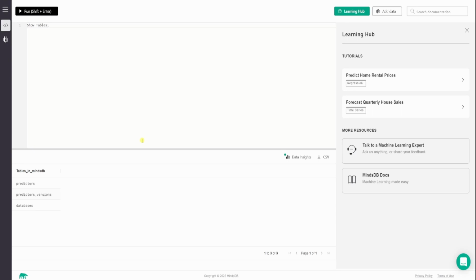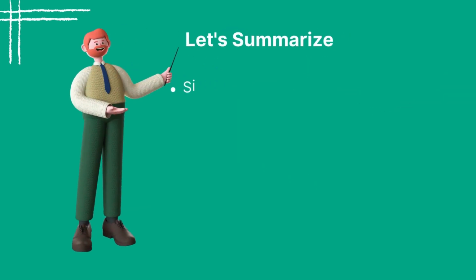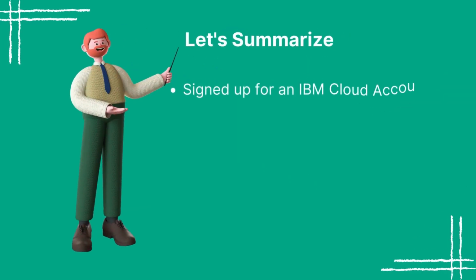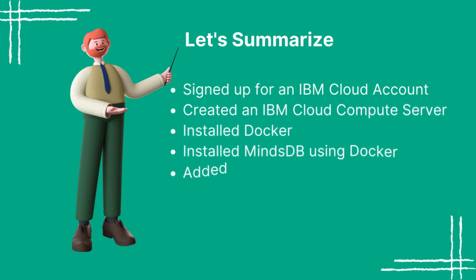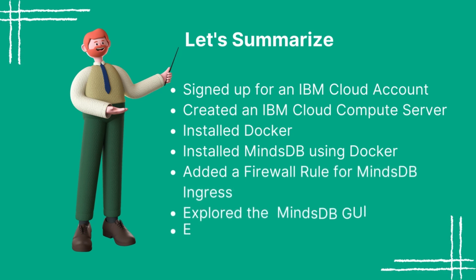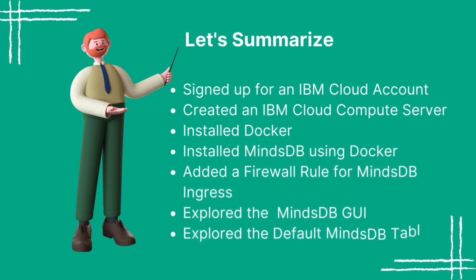So it's time to summarize. Initially, we signed up for an IBM cloud account. Then we created an IBM cloud compute server. Then we installed Docker in the server. Then we used Docker to install MindsDB. Then we specified a firewall rule to allow the ingress traffic for MindsDB. Then we explored the MindsDB GUI. And finally, we explored the default tables that are present when we launch the instance for the very first time.